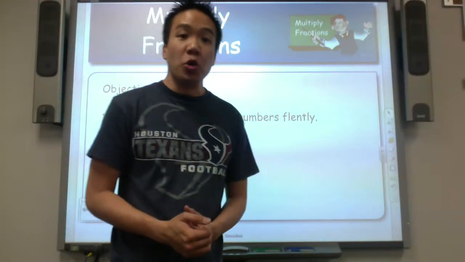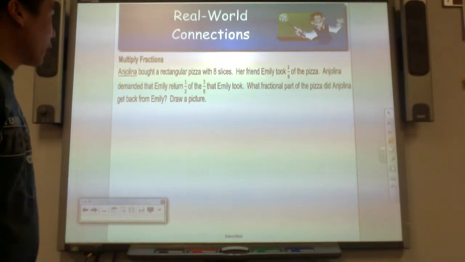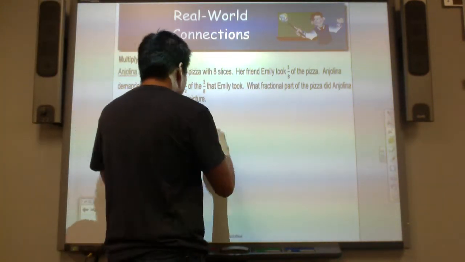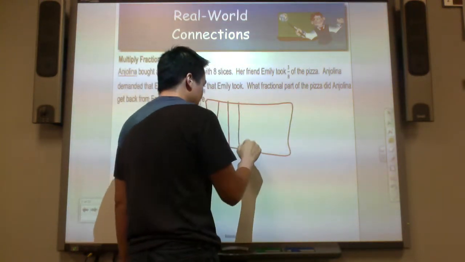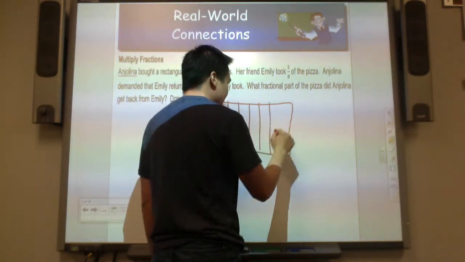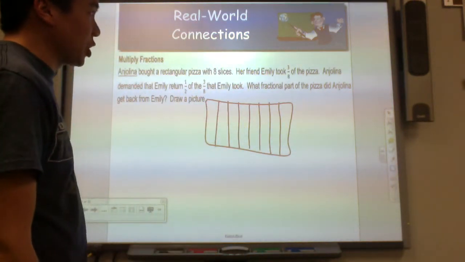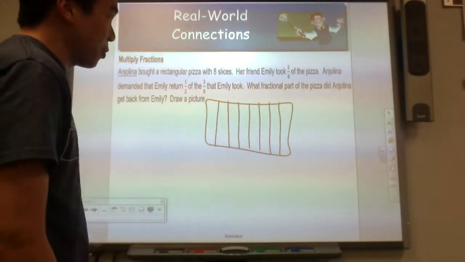Today's lesson is on multiplying fractions. Angelina bought a rectangular pizza with 8 slices. Before I continue, let me draw this. 1, 2, 3, 4, 5, 6, 7, 8 slices. Her friend Emily took 3 of the 8 slices of the pizza, 3/8 of the pizza.